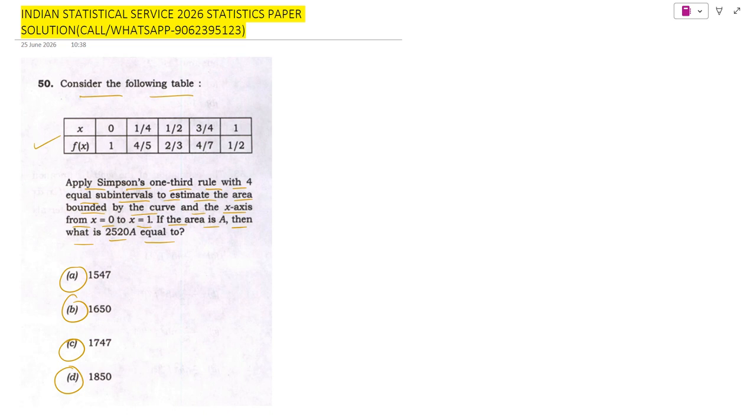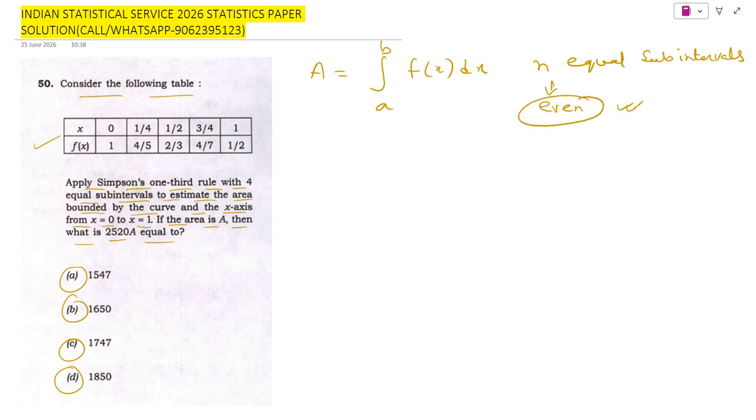When we estimate the area, A equal to integration a to b f of x dx across n equal subintervals, where n must be an even number. Our step size h is defined as h equal to (b minus a) by n. Okay, what is h? h is the step size.